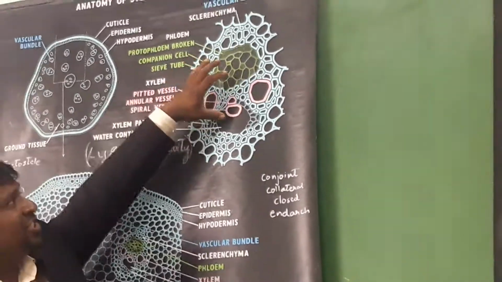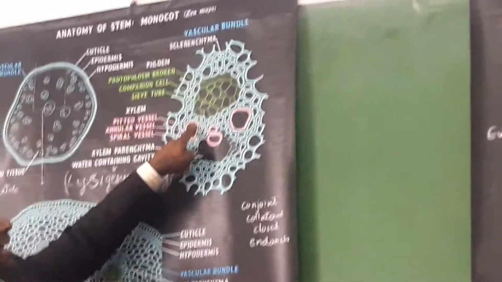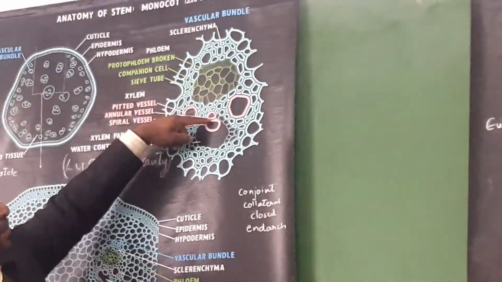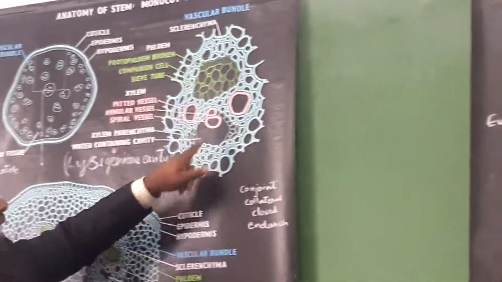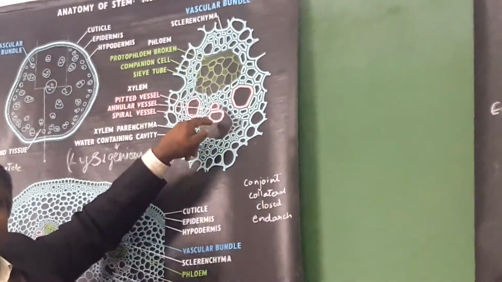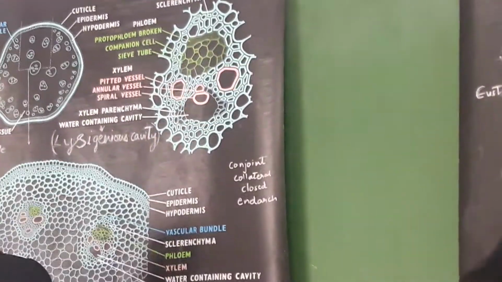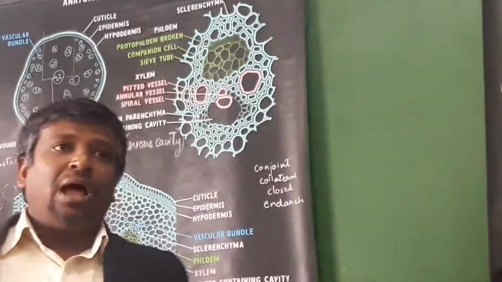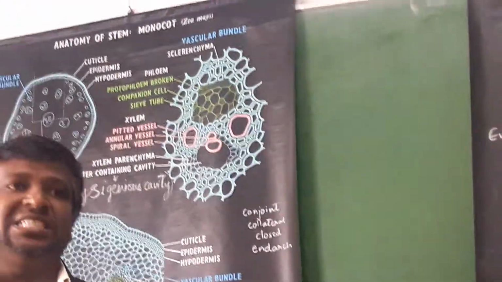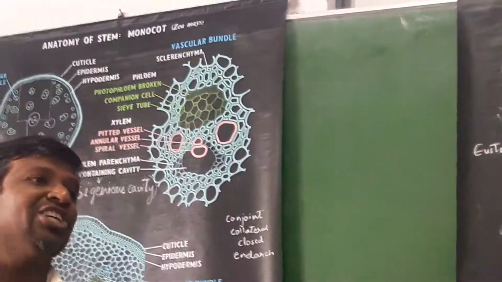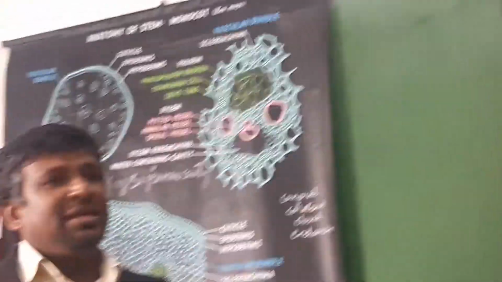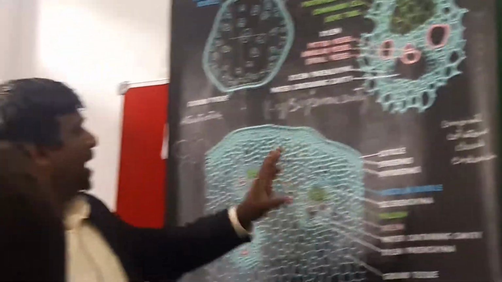See, here they have enlarged it. So you can see the metaxylem towards the periphery, protoxylem towards the center. And this mouth-like structure cavity, it is a water-filled cavity. This is also called a lysigenous cavity. How is it formed? By the crushing up of protoxylem elements. So this is what you have to notice.